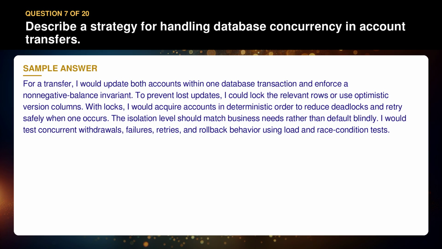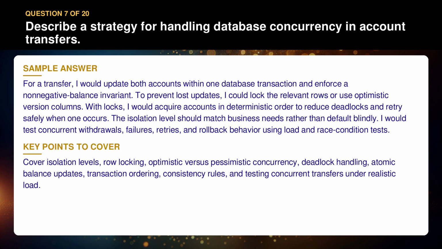The isolation level should match business needs rather than default blindly. I would test concurrent withdrawals, failures, retries, and rollback behavior using load and race condition tests. Cover isolation levels, row locking, optimistic versus pessimistic concurrency, deadlock handling, atomic balance updates, transaction ordering, consistency rules, and testing concurrent transfers under realistic load.